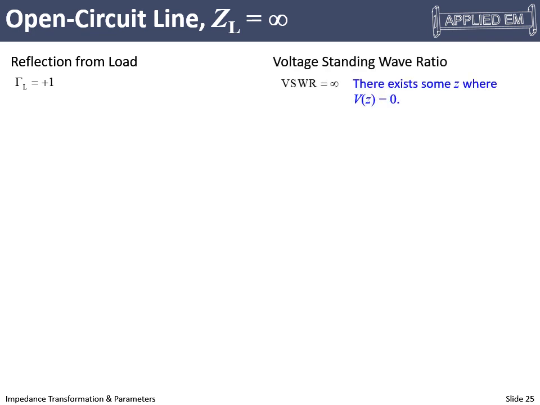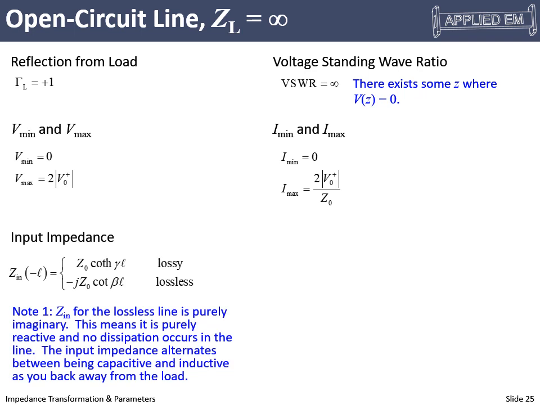VSWR: because we get 100% reflection, the reflected wave is able to cancel the applied wave. We still have an infinite VSWR. Minimum and maximum voltages are unchanged because we have this infinite VSWR. Minimum and maximum currents are unchanged, again due to this infinite VSWR. The input impedance is almost the same as we had before, but instead of a hyperbolic tangent, we actually have a hyperbolic cotangent and then an ordinary cotangent. Otherwise, the story stays the same.